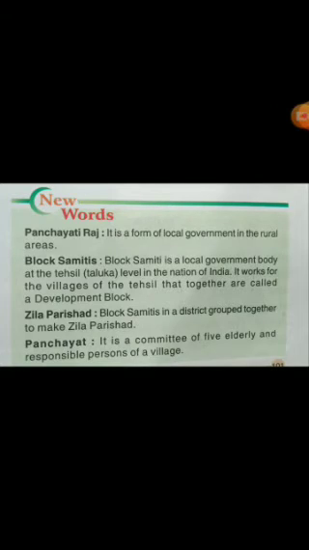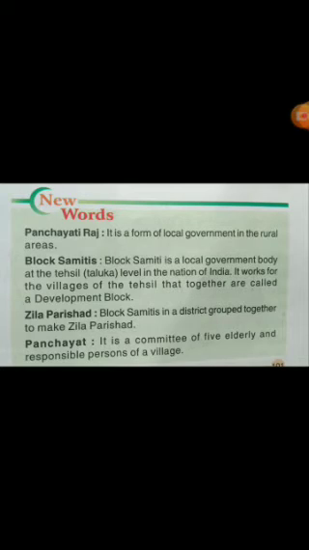And all the three institutions together, namely the Panchayat, the block samiti, and the Zilla Parishad, are called the Panchayati Raj, or the three-tier system of rural local self-government.